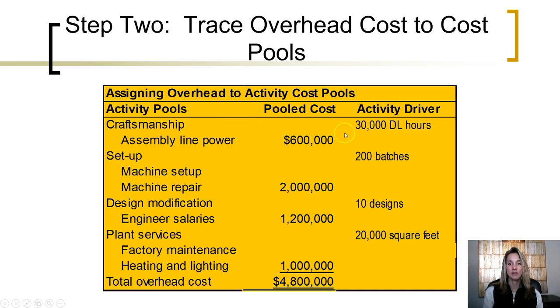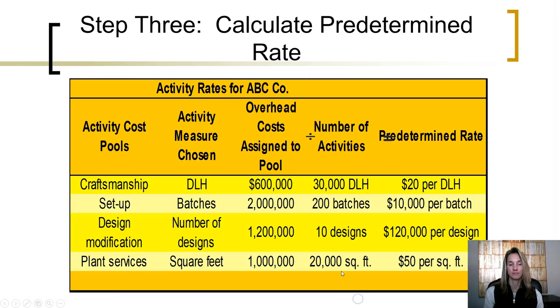Craftsmanship activity is driven by direct labor hours. Setup activity costs are driven by the number of batches. Design modification overhead costs are driven by the number of designs. And plant services costs are driven by the number of square feet. So now we need to calculate a predetermined overhead rate for each of those cost pools.